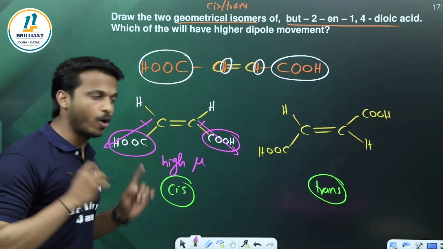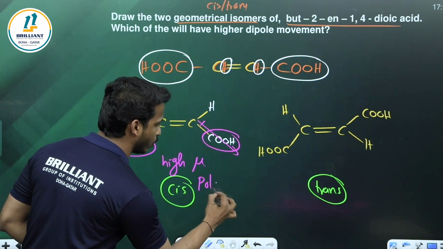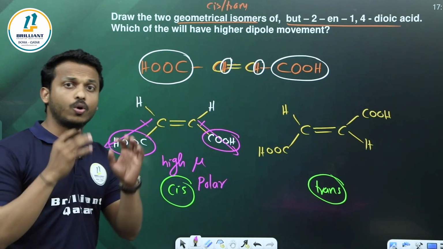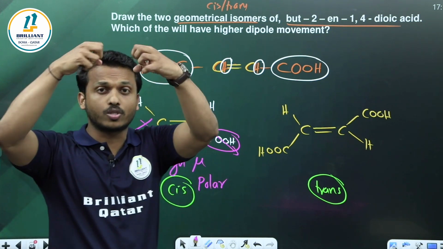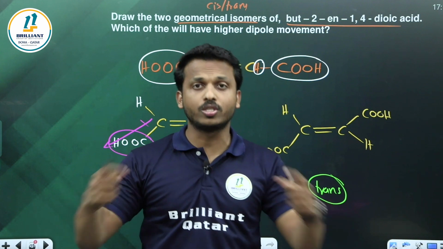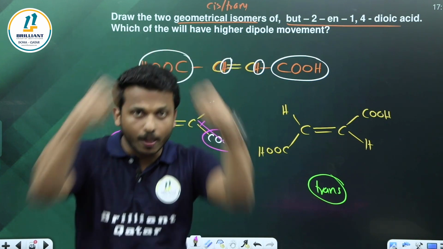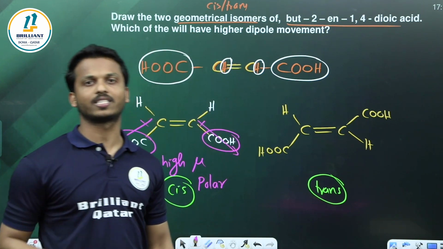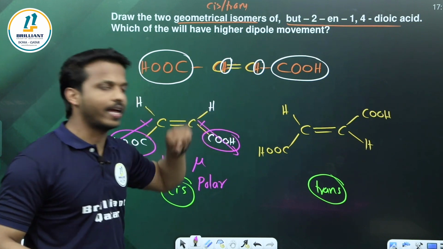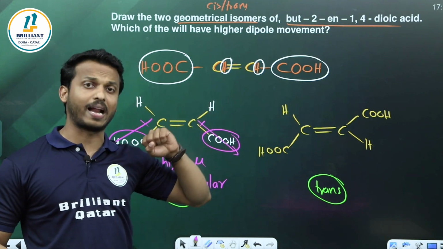It has a dipole moment. So what is the compound said to be? Highly polar, right? They have a high dipole moment because both of the COOH groups are electron withdrawing groups. So they pull the electrons down, and the resultant is downward. What is the case in the trans form?